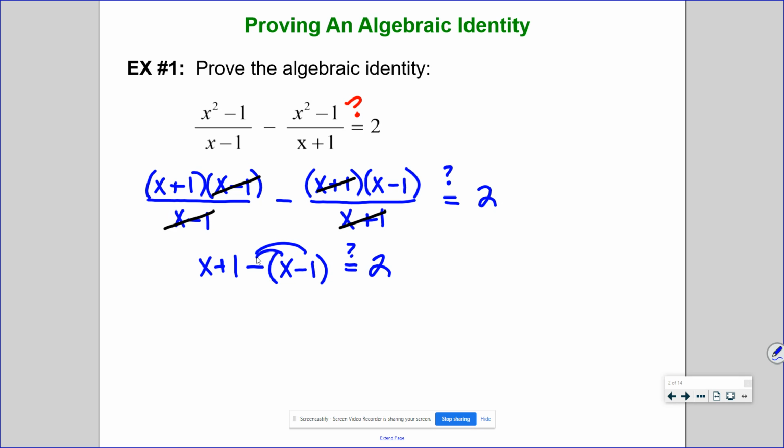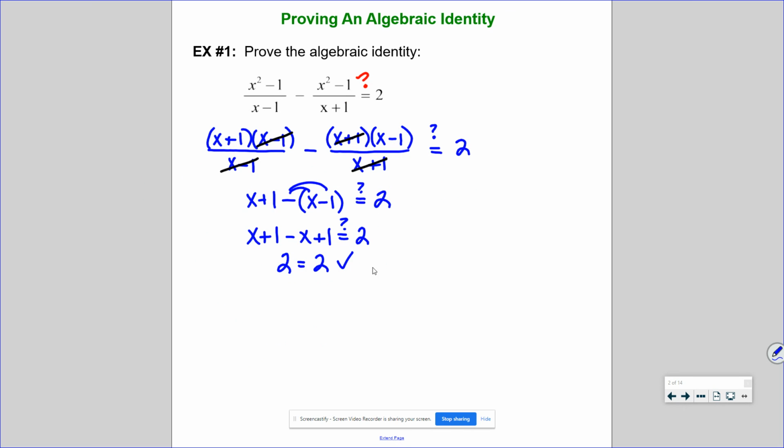I'm going to distribute, probably. This is going to be negative x plus 1. And then look what happens. Negative x plus x cancels, and you get 2 is equal to 2. You have just proved this statement.